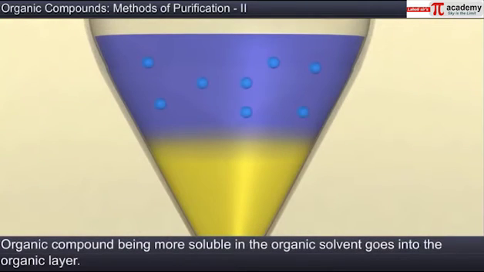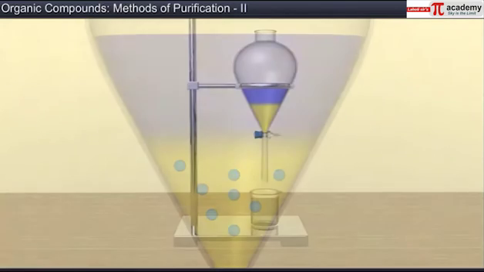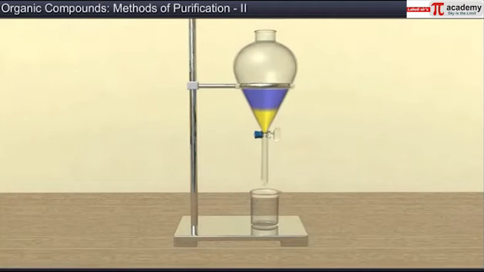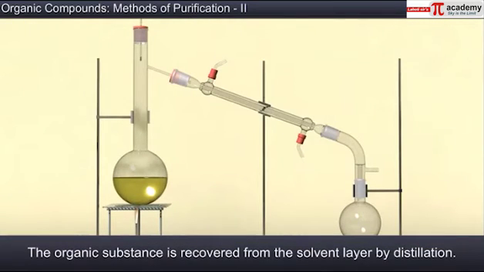The organic compound, being more soluble in the organic solvent, goes into the organic layer. If the organic solvent is denser than water, then it goes down and occupies the lower layer in the separating funnel. The two layers are collected separately by opening the stopcock. The organic substance is recovered from the solvent layer by distillation.